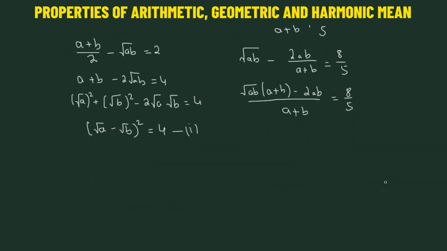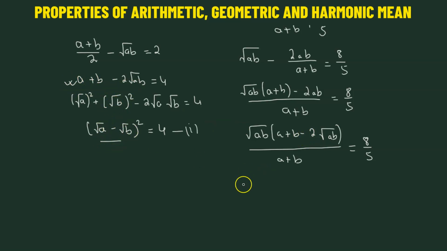Now what we'll do, in the numerator, we're going to take square root of AB as the common factor. This will get multiplied by A plus B minus 2 times square root of AB, whole divided by A plus B. This will equal 8 over 5. Now for A plus B minus 2 times square root of AB, we can use the same idea that we obtained here, which is the left hand side. So that means we can replace A plus B minus 2 times square root of AB with square root of A minus square root of B, whole squared, divided by A plus B. So that will equal 8 over 5.